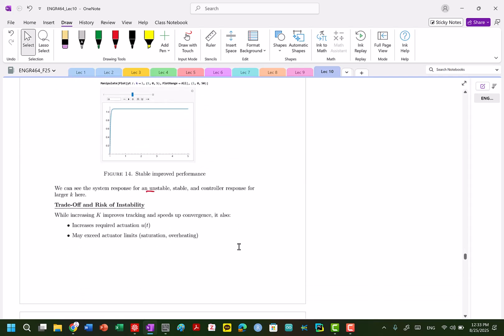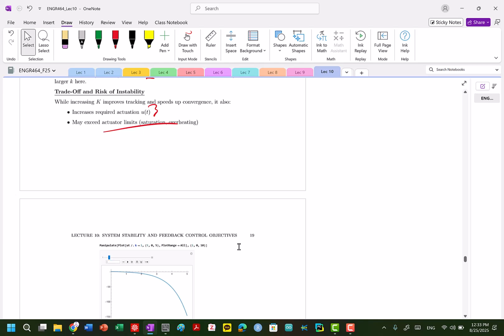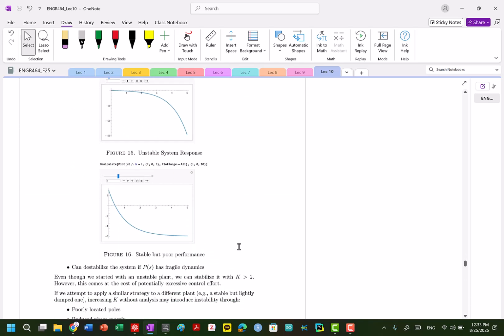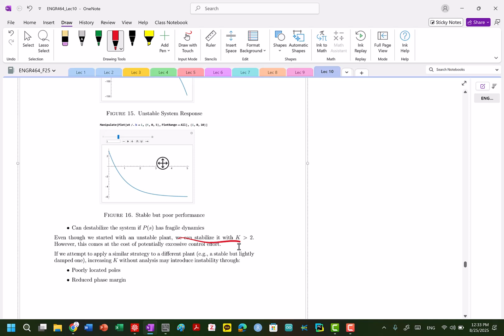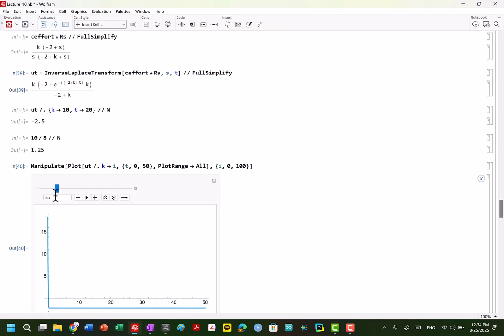So as you increase K, you improve tracking and speed up convergence, but you need increased actuation. You can exceed the motor limits, and you can kind of see the response. You can stabilize it here. Again, we need to make sure that we're in the right pole section here. And you can get a sharper response, but again, at what control effort? You see those y-axis values changing as we increase that controller gain.